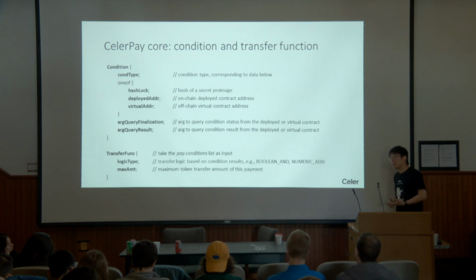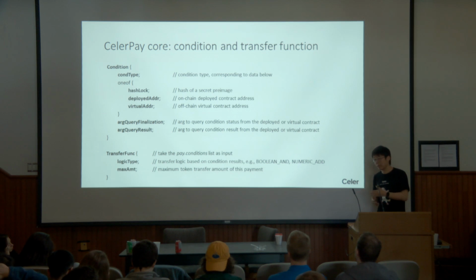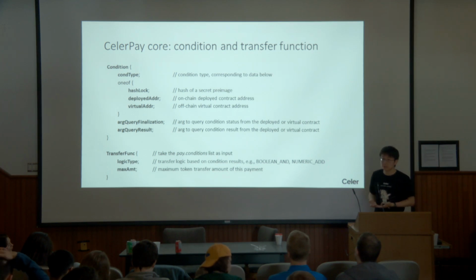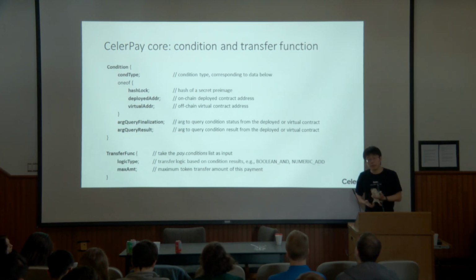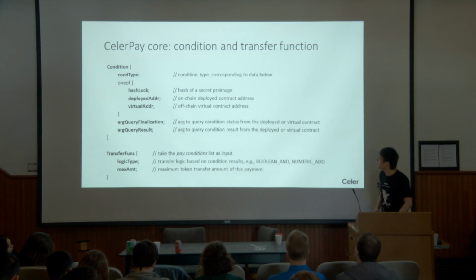And with the list of conditions as input, we have a transfer function where you can implement different transfer logic based on these conditions. For example, it can be a Boolean condition, which usually means this payment will either happen or not, either pay the max amount or pay 0 based on the condition results. The condition can also be a numeric condition. For example, here the max amount is 10, but what you actually pay will depend on the result returned by the condition. Say the max is 10, but the actual condition result returns 6, then you only pay 6.